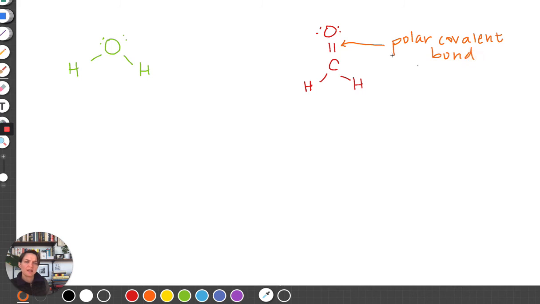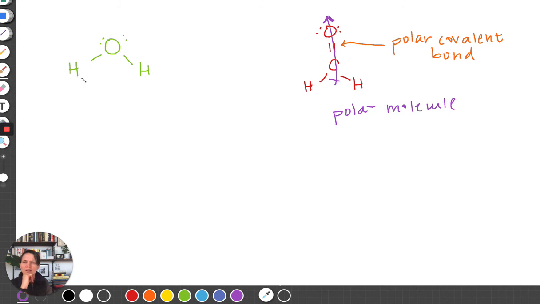There's going to be an unequal sharing of electrons between the carbon and the oxygen. Electron density is going to be greater around our oxygen. If we were to draw our dipole arrow, we start at that center of positivity going through the center of negativity to draw our dipole arrow. And then we would say that yes, this is a polar molecule.